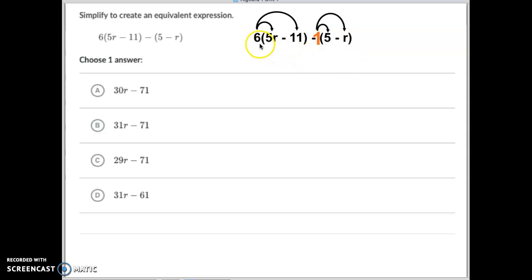Well, 6 times 5r is 30r. 6 times negative 11 is negative 66. Negative 1 times 5 is negative 5. And negative 1 times negative r, two negatives create a positive r. Then combine our like terms. 30r plus r is 31r. And negative 66 plus negative 5 is negative 71, which you can see in this case would be letter B.